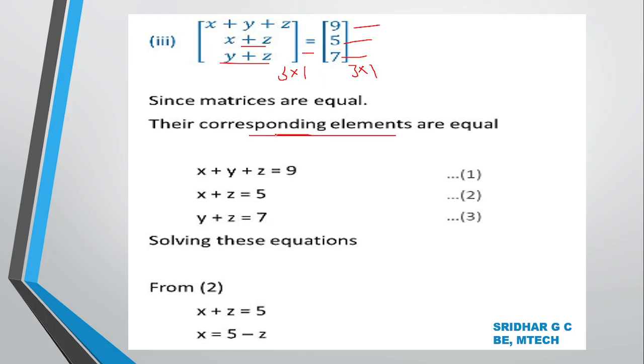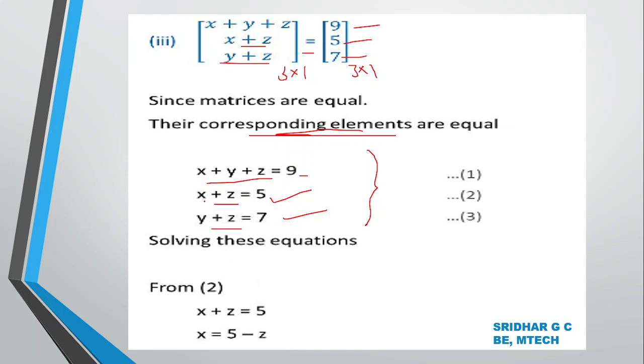So corresponding elements will be equal. So I can write these equations as x plus y plus z equals 9, x plus z equals 5, and y plus z equals 7. So these are the equations. Now I need to solve it. You should think which one should be solved to get x and y.